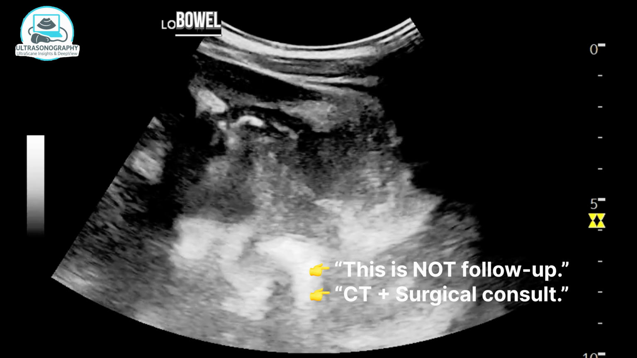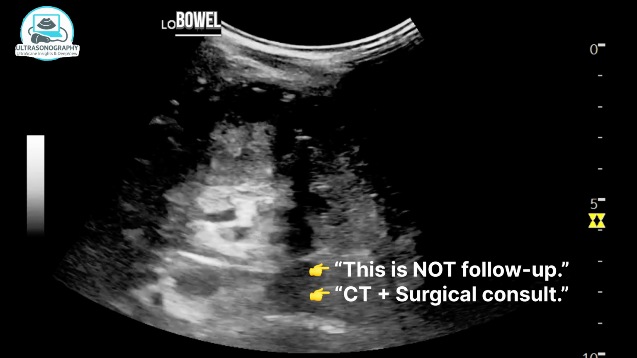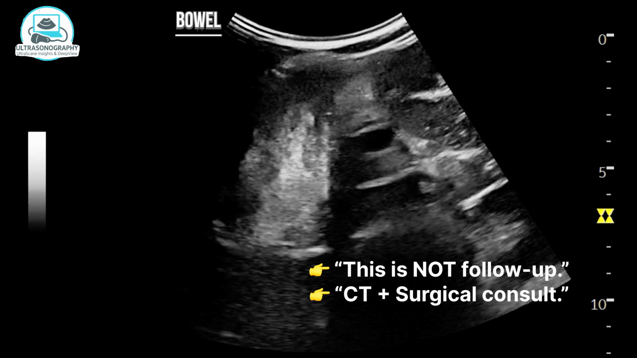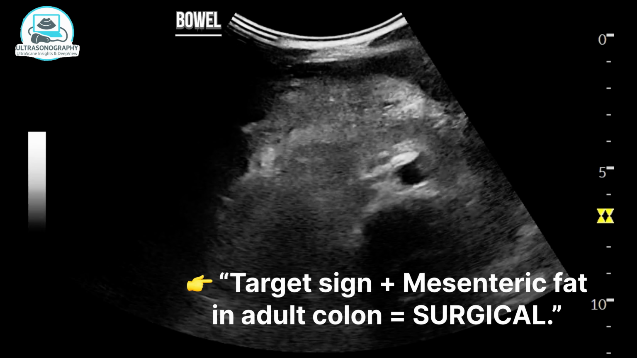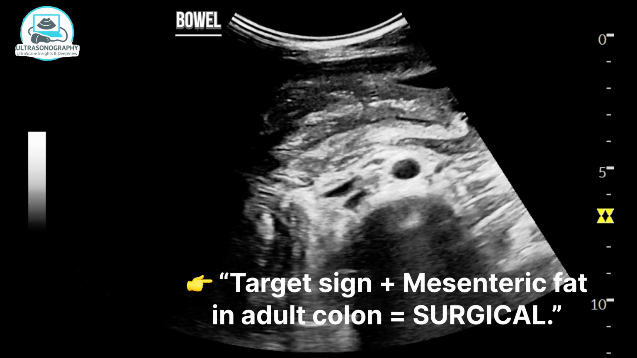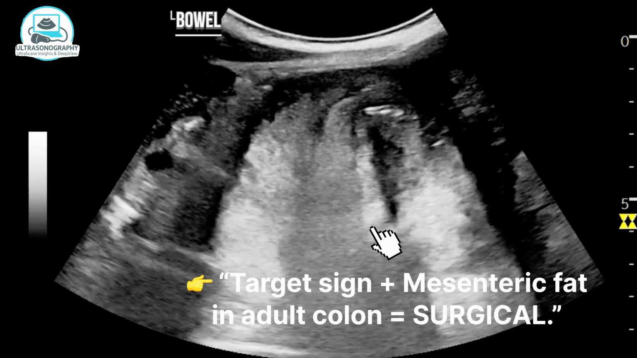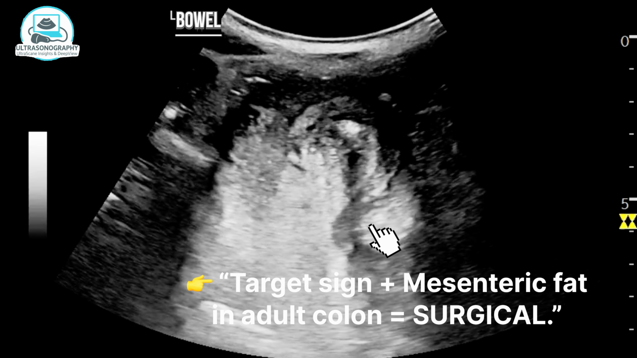Lock this concept into your memory forever. If it looks like bowel and behaves like bowel, it may still not be normal, but if it shows bowel within bowel with mesenteric fat inside, it is intussusception. Ultrasound is not just about scanning structures, it is about recognizing danger early.